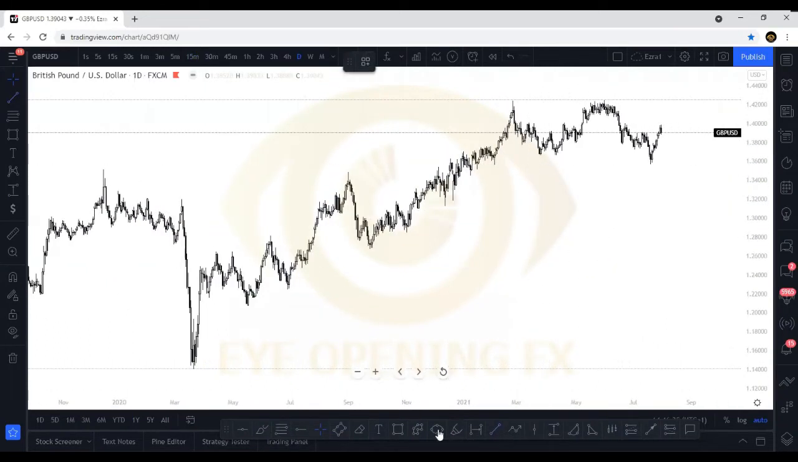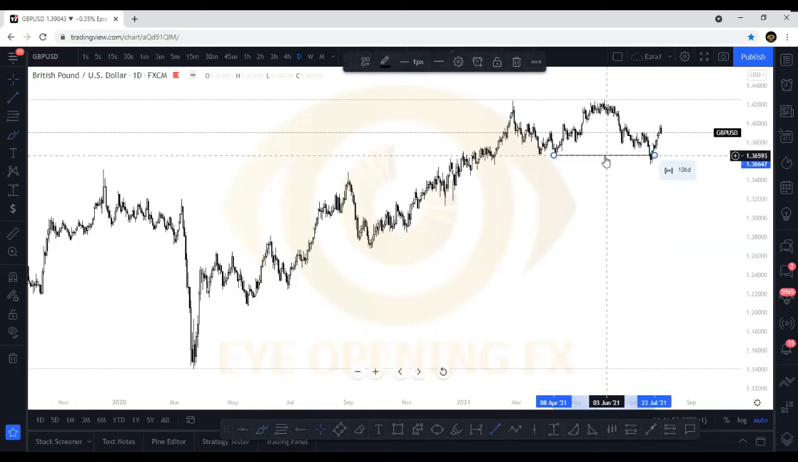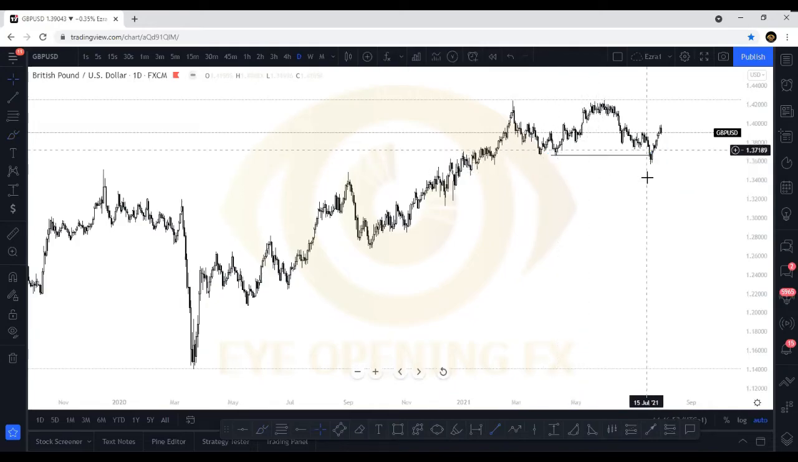we had a higher high, a higher low, a higher high. The market created a lower low. That means we have a break of structure. So since we have a break of structure, market has already taken sell side liquidity.